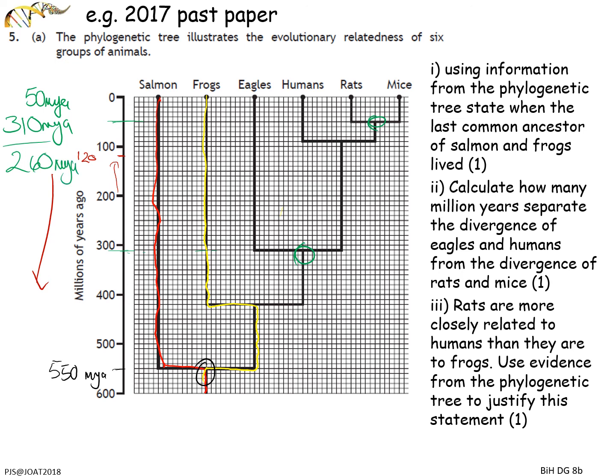Rats are more closely related to humans than they are to frogs. Use evidence from the tree to justify this statement. This is important. It says use evidence. So you're not going to get away with just saying, well, they branched at a different time. You're going to have to give data.